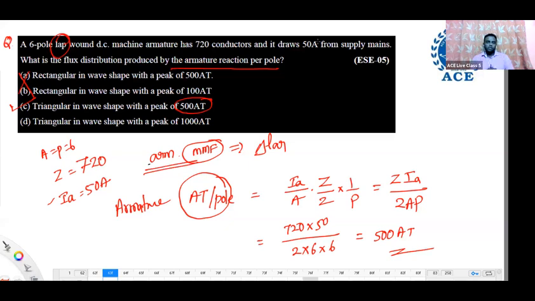Shape is triangular, that you have to consider first. After that, the ampere turn calculation.